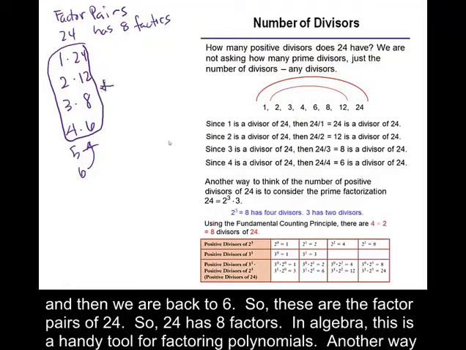In algebra, this is a handy tool for factoring polynomials.